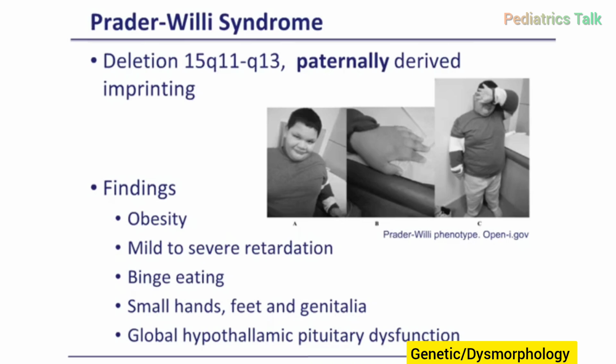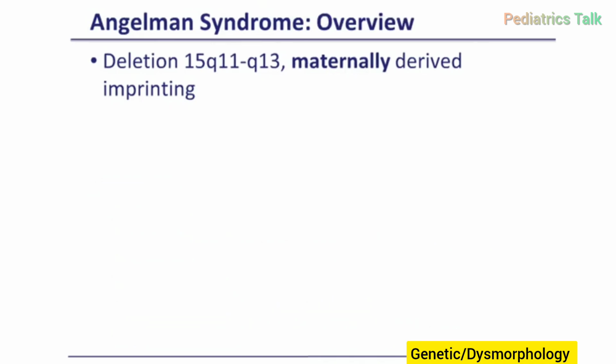So we not only have a problem with inability to suppress appetite and the eating problems, but we have growth hormone deficiency, we have thyroid deficiency, adrenal deficiency, and often diabetes insipidus. In other words, global endocrine problems, and this all has to be evaluated, and these children are candidates for growth hormone administration. So the other syndrome related to imprinting at chromosome 15 is Angelman syndrome.